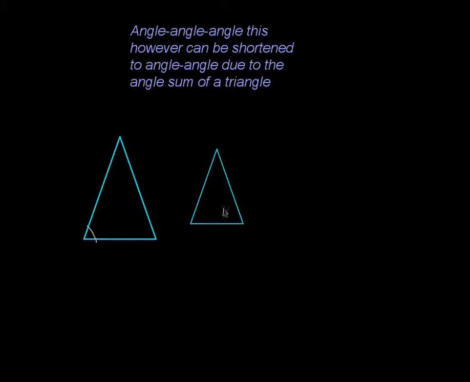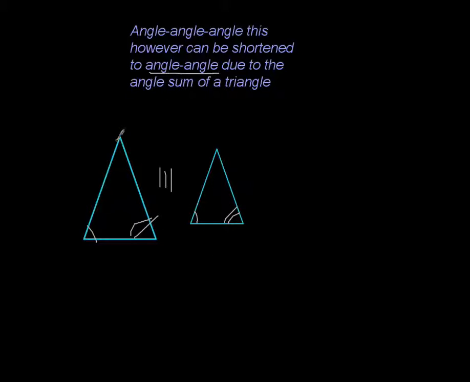So if two triangles have three angles which are exactly the same as the corresponding angles in the other triangle, both of those triangles are going to be similar to each other. Now there's a shorthand method of using this proof. You can shorten it down to angle, angle. So say if this angle were equal to that angle, and this angle here were equal to that angle, they'd still be similar to each other.